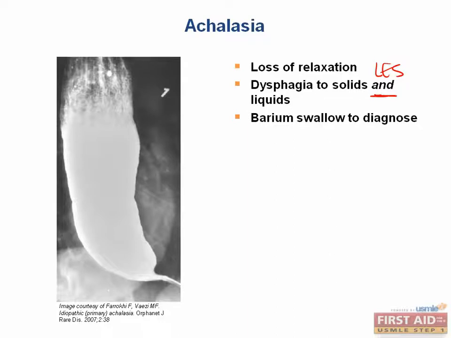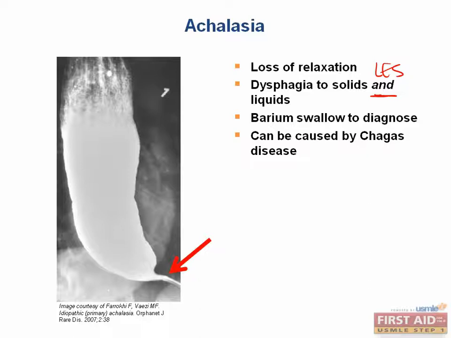To diagnose this condition, you would want to do a barium swallow test that demonstrates a bird's beak appearance, which you can see here. This condition is associated with a heightened risk of esophageal squamous cell carcinoma. Interestingly, achalasia can rarely be caused by Chagas disease. This is frequently tested on the boards.